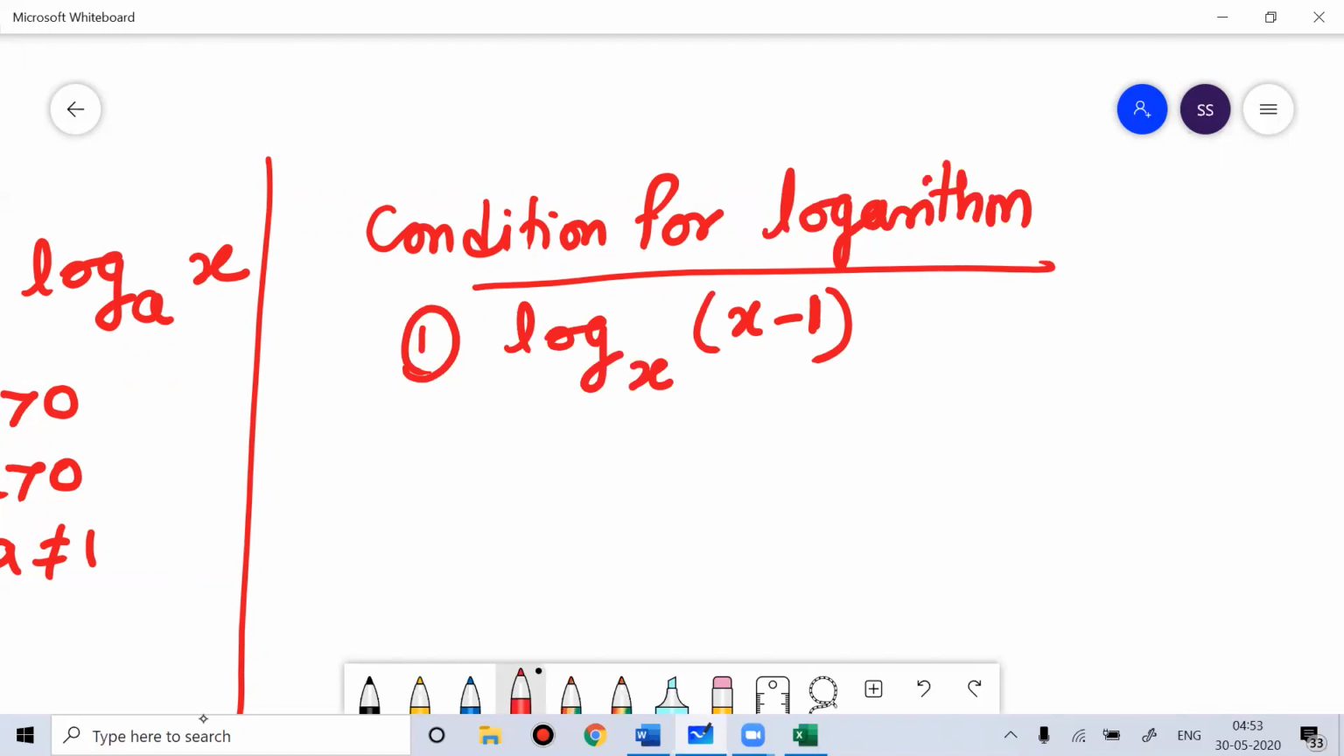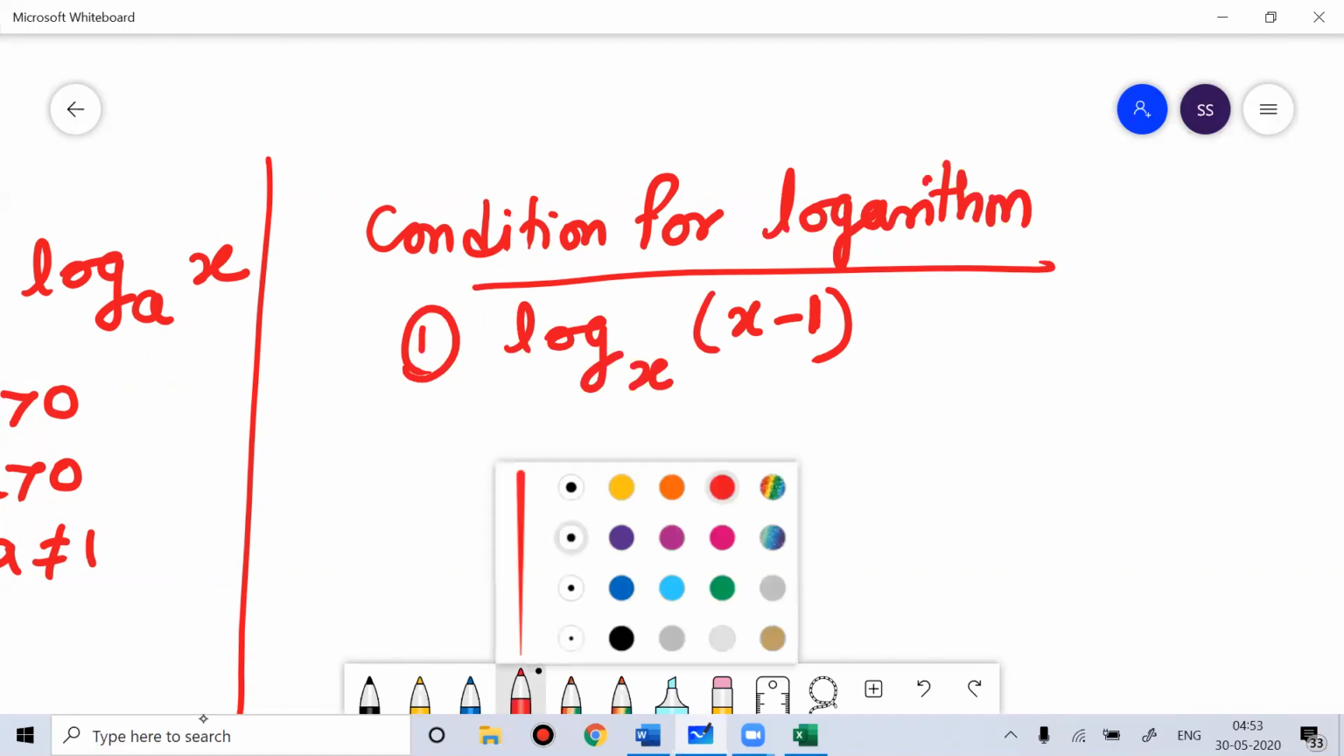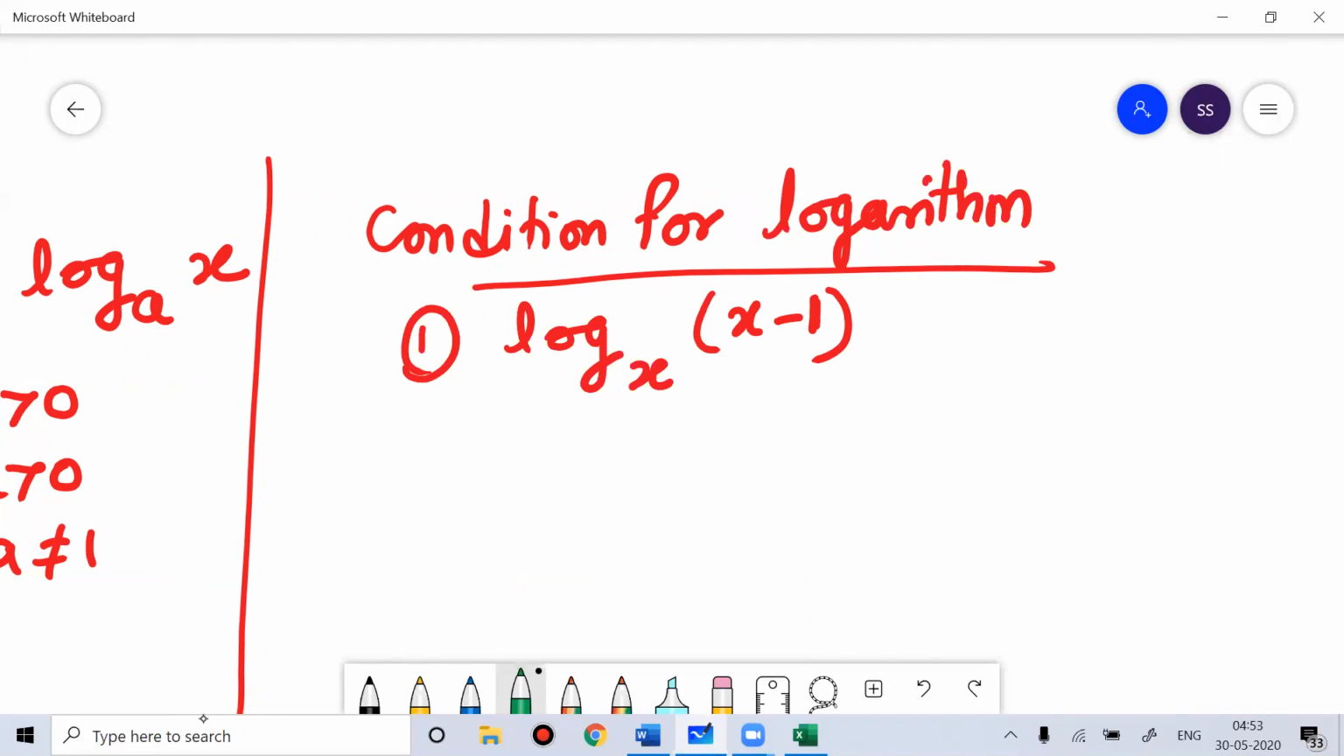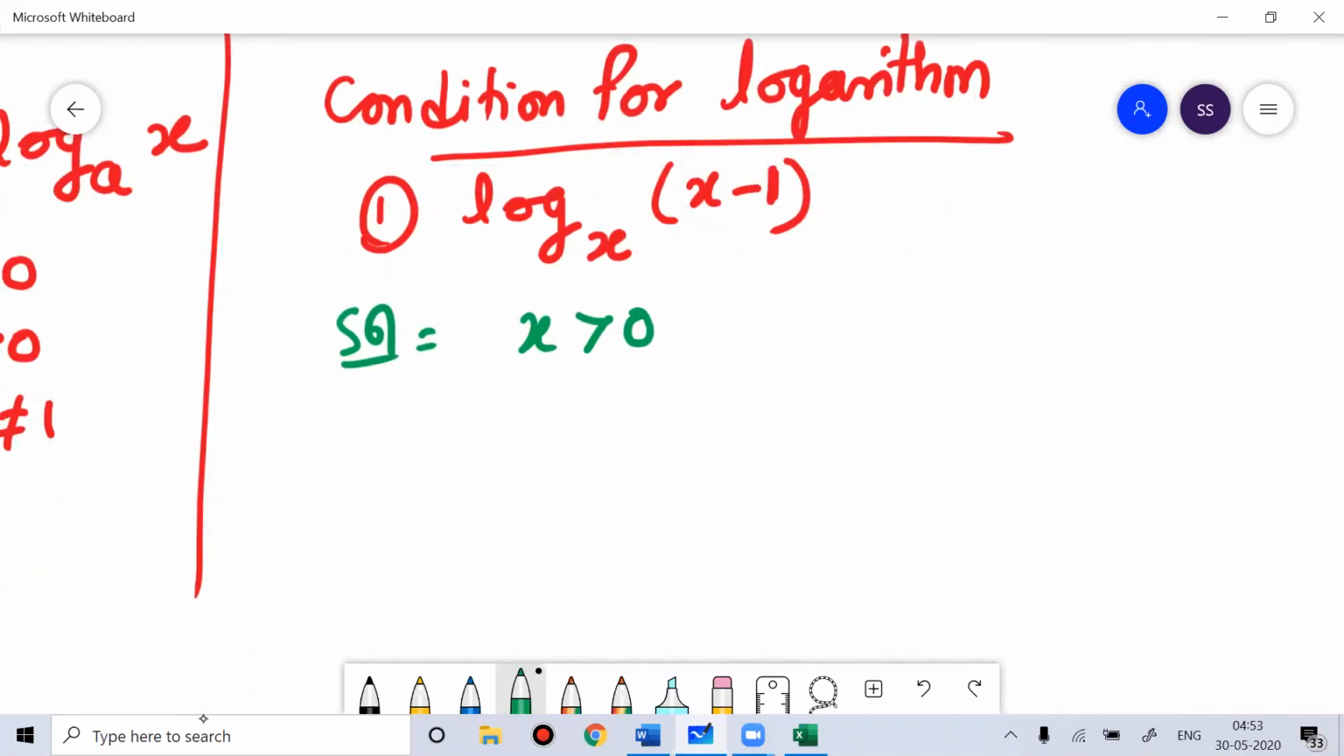To solve this question, I know that if I look at the base, then x should be greater than 0, and x should not be equal to 1. And if I see the argument, then x minus 1 should be more than 0. It means x should be greater than 1.